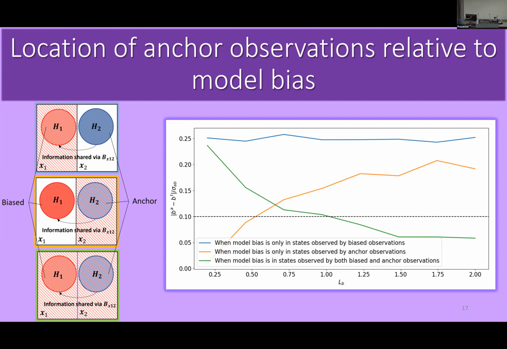Finally, we've got this green line. This is where both observation types are observing model bias. In this case, you can see that at the start, when not much information is shared between the two, the ratio is quite large. So this is similar to the first case, because the anchor observations just aren't giving much information to the biased observations. As more information is shared, this ratio decreases. That's because the anchor observations know about the model bias, and so they can feed that information into the biased observations, and therefore the observations can be corrected with the model bias in mind.